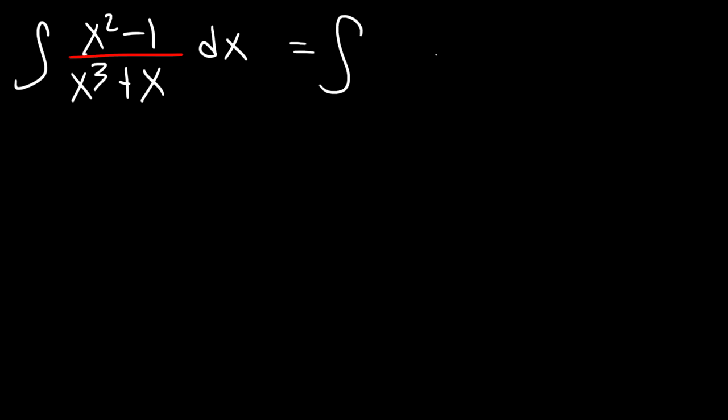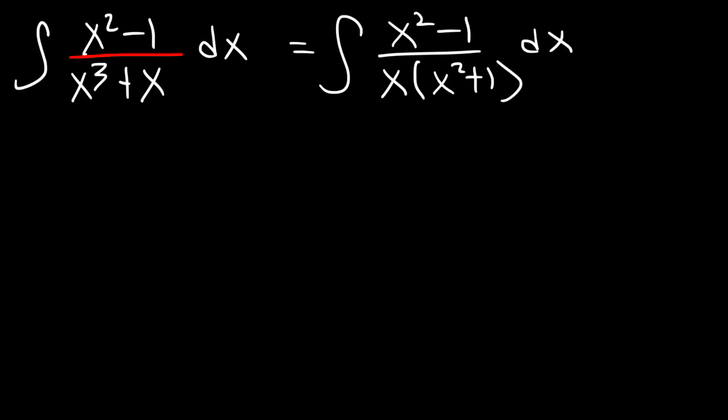Now let's work on another example. Integrate x squared minus 1 divided by x cubed plus x dx. So first, we need to make sure that the denominator of this fraction is completely factored. So we can begin by taking the GCF out. The greatest common factor is x, and then we're left with x squared plus 1. So x is a linear factor. X squared plus 1 is a quadratic factor.